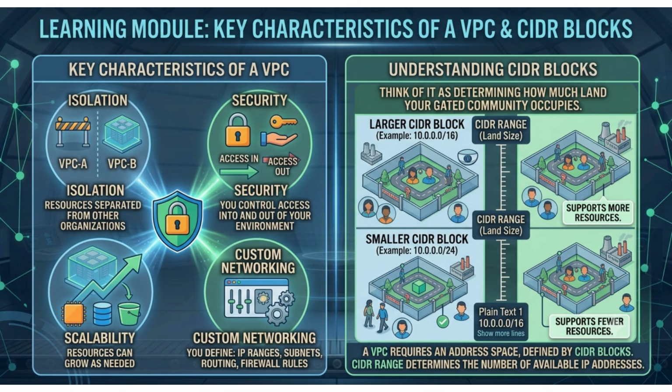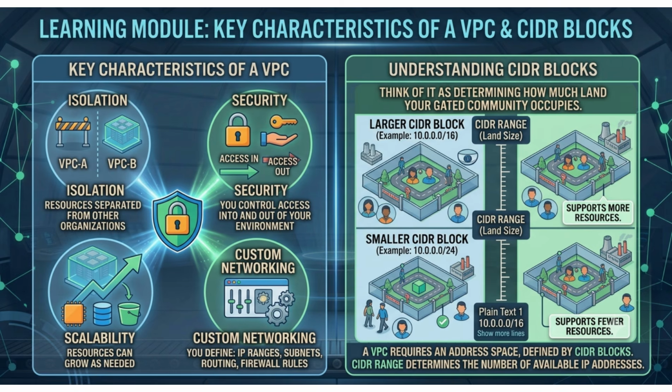Key characteristics of a VPC. A VPC provides isolation. Your resources are separated from other organizations. Security. You control access into and out of your environment. Scalability. Resources can grow as needed. Custom networking. You define IP ranges, subnets, routing, and firewall rules.